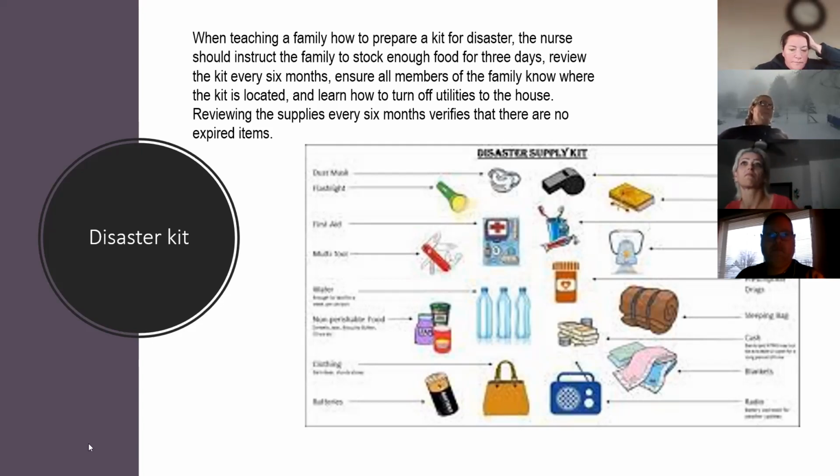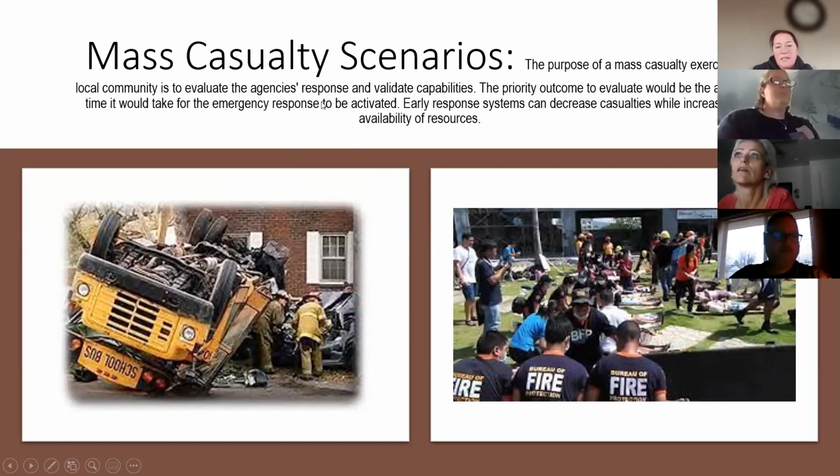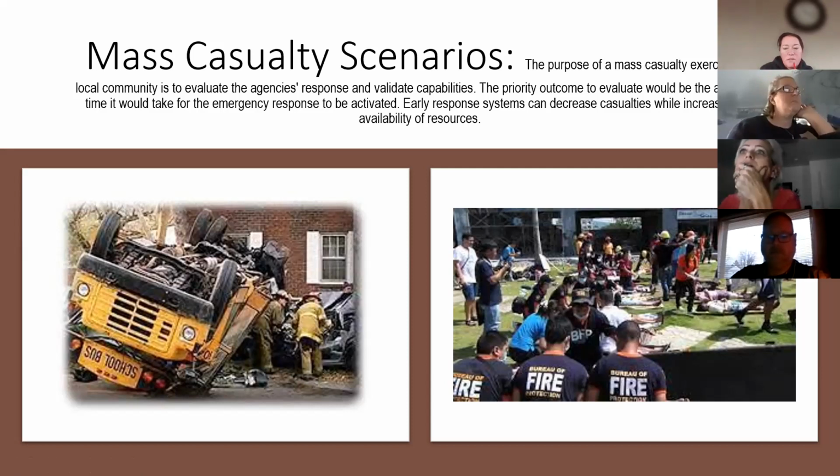Good. Okay, here we go to our mass casualty scenarios. Now, this was all with the disasters and stuff like that. So our purpose in these exercises is really to see how much time it takes. That's why we do it, so that we get it done. And we know that early response systems can decrease our casualties while increasing our resources. So what might we see on the question here?